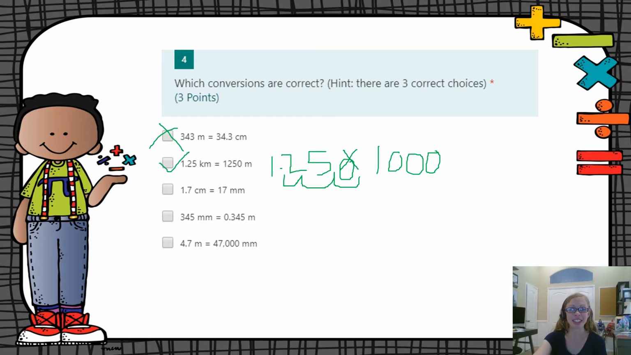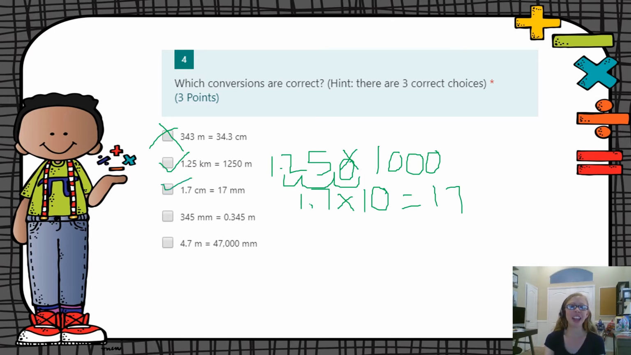Let's look at the next one. 1.7 centimeters equals 17 millimeters. Well, I know that there are 10 millimeters in every centimeter. And when I change from bigger to smaller, I multiply. So 1.7 centimeters does equal 17 millimeters. Okay, there's 2 of our 3.